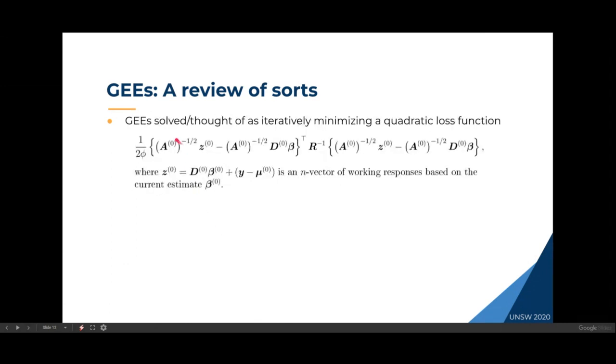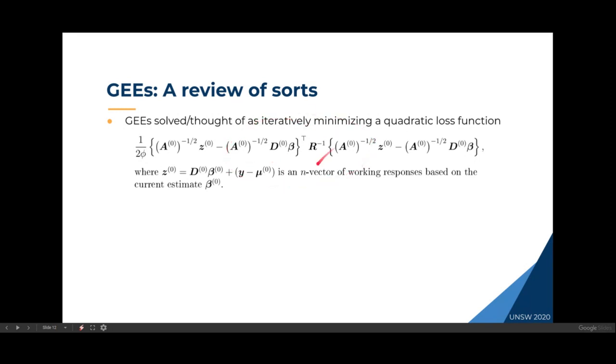So the next point regarding GEEs is that GEEs are often solved, or thought of, as iteratively minimizing a quadratic loss function. So if you set up this following loss function here and you iteratively minimize this thing, you'll get estimates for the GEE. So just to explain that, you have 1 on 2 phi out the front, A minus a half Z, where Z is this working response, minus A minus a half D beta transpose R inverse, and then the same thing again. And so the working response is evaluated at the current estimates B naught, and also A naught and D naught are also evaluated at the current estimates. And so again, conditional on phi and R, the only thing you're trying to solve for is beta, and you just solve this quite straightforwardly.